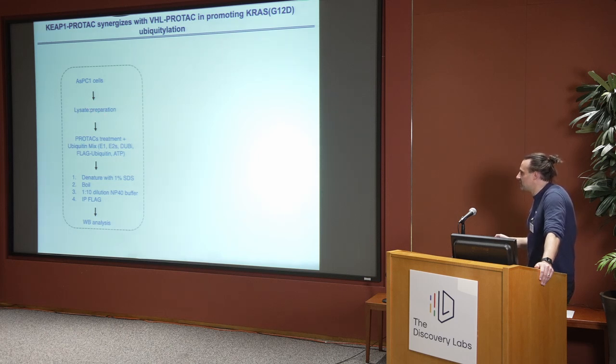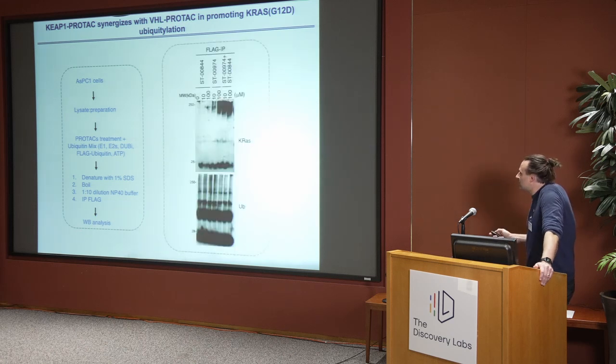And then in lysate, so this is all with endogenous components, we add the products, and then we add a ubiquitin mix consisting of E1, a couple of E2s, some DUB inhibitor, flag ubiquitin, and a system to regenerate ATP. We let the reaction go, then we denature those extracts, we boil them, we dilute them, we do flag IP for anything that is being ubiquitinated, and then Western blot analysis. And so this was the result.